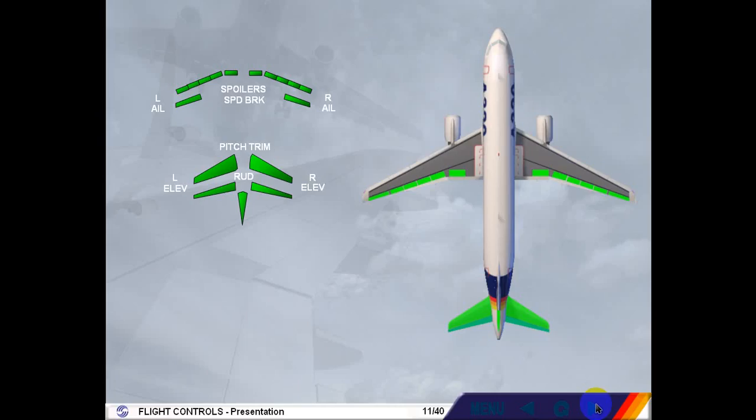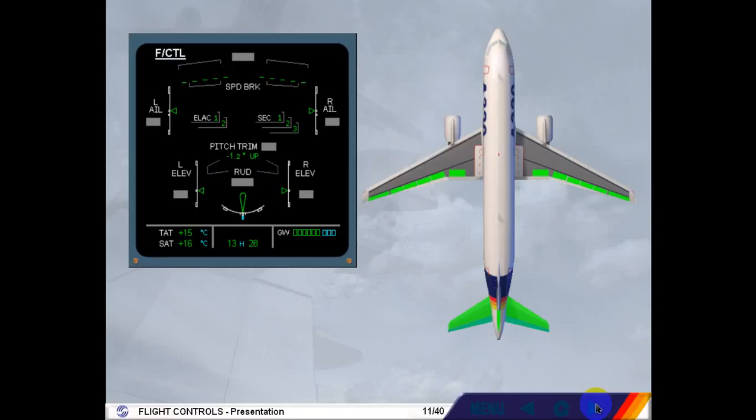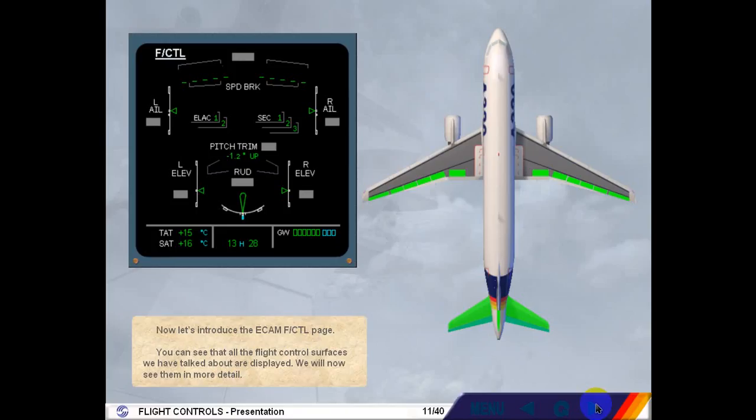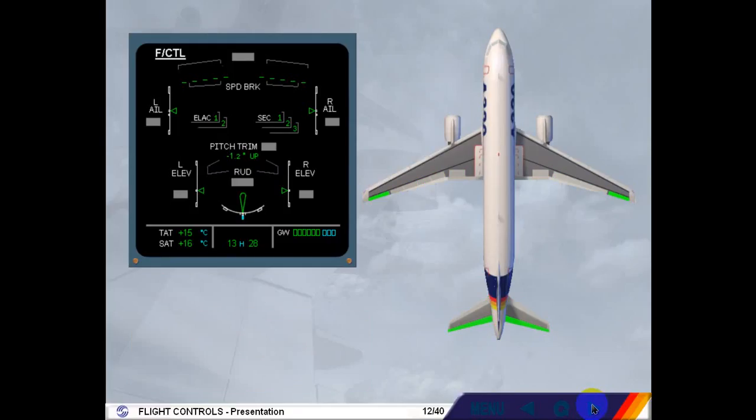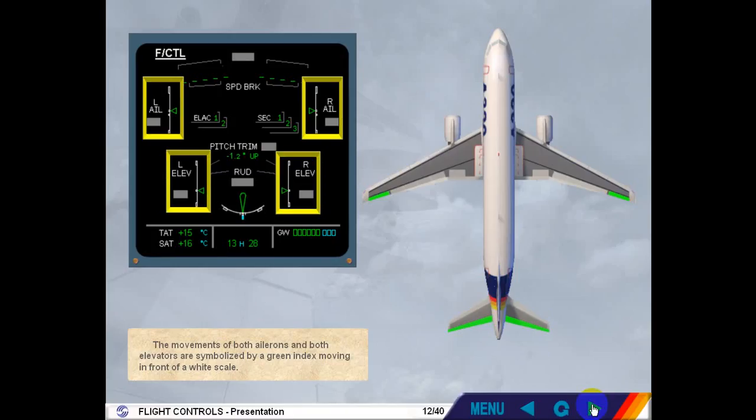Now let's introduce the ECAM flight control page. You can see that all the flight control surfaces we have talked about are displayed. We will now see them in more detail. The movements of both ailerons and both elevators are symbolized by a green index moving in front of a white scale.